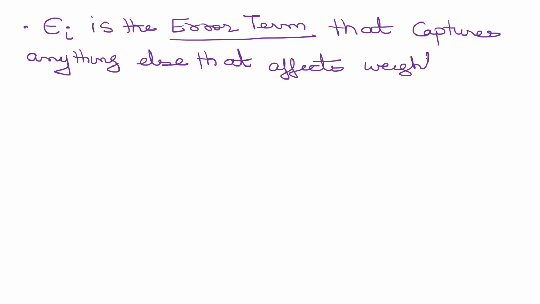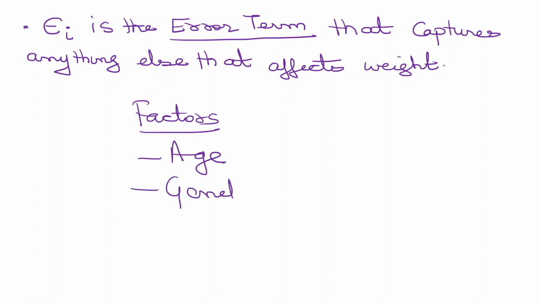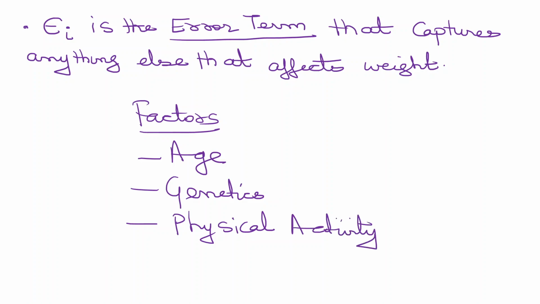So there could be a host of other factors that affect a person's weight, irrespective of his or her donut consumption. These factors could be the person's age, the person's genetics, the person's physical activity. So it's not just donut consumption that affects weight, it could be several other factors, and those are included in the error term, which is epsilon.